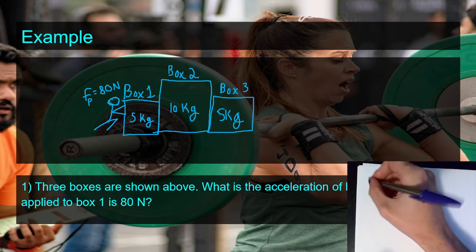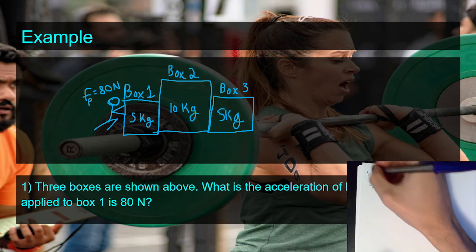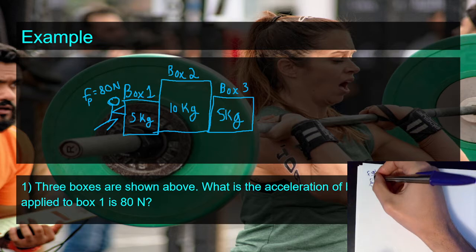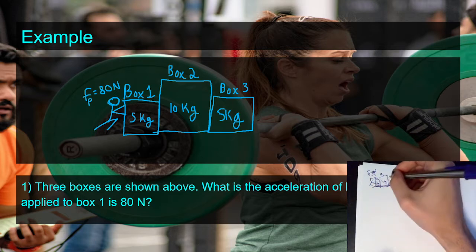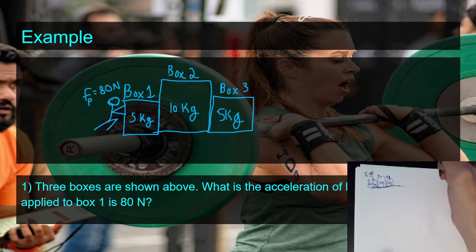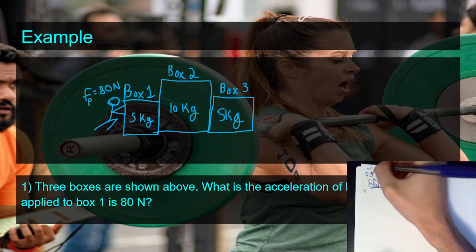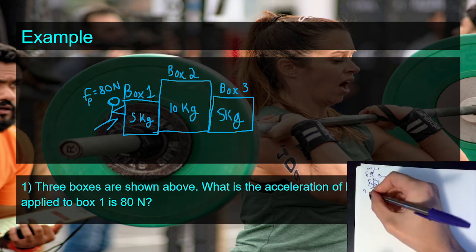In any case, we also have a person who has freakishly long arms and is pushing box 1 with a force of 80 newtons. This is box 1, box 2, and box 3. And this is unit 2.8, problem 1, and we are being asked for the acceleration of box 2.